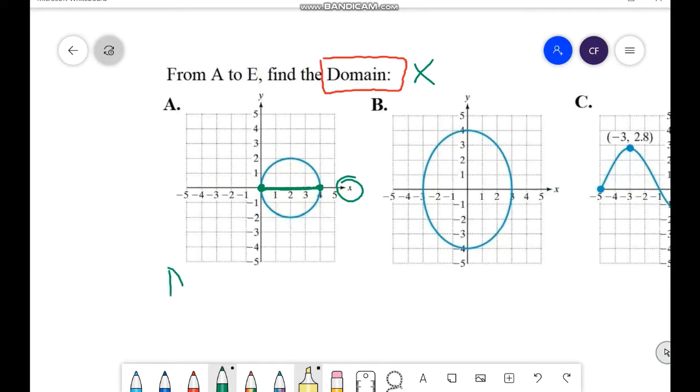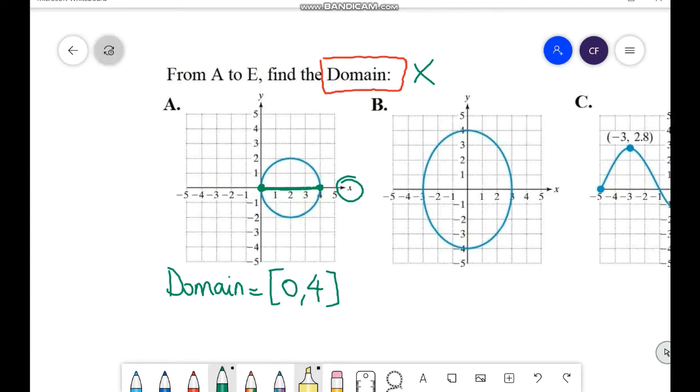Domain equals starts at 0 and goes all the way to 4. Every point, every number between 0 and 4 is part of the domain.